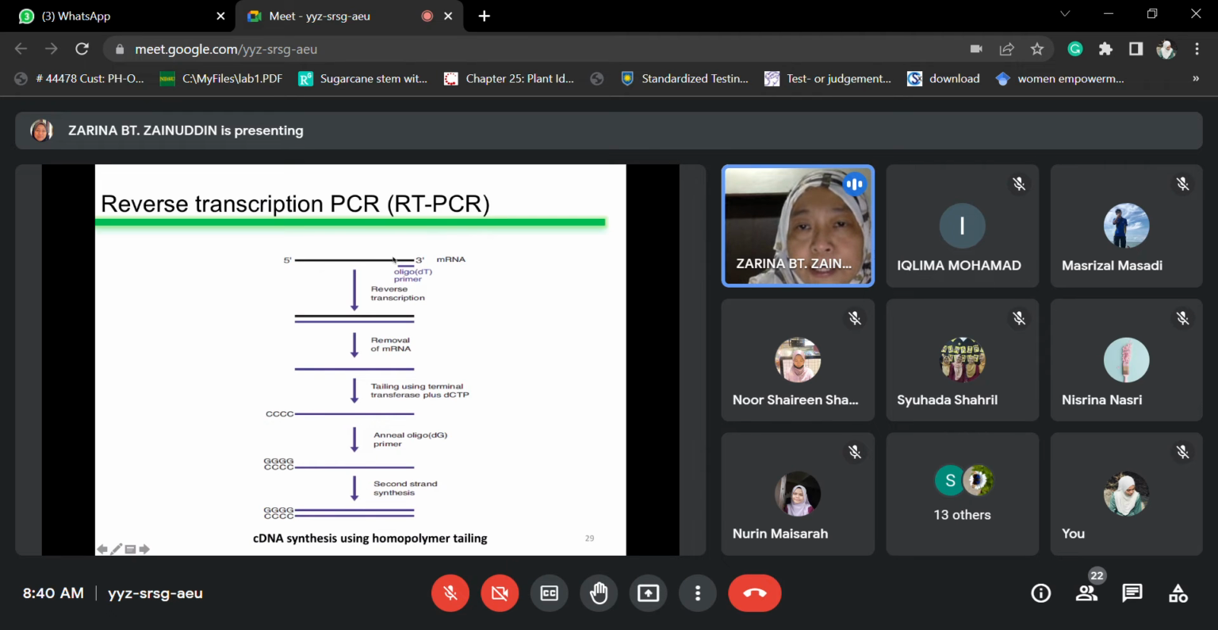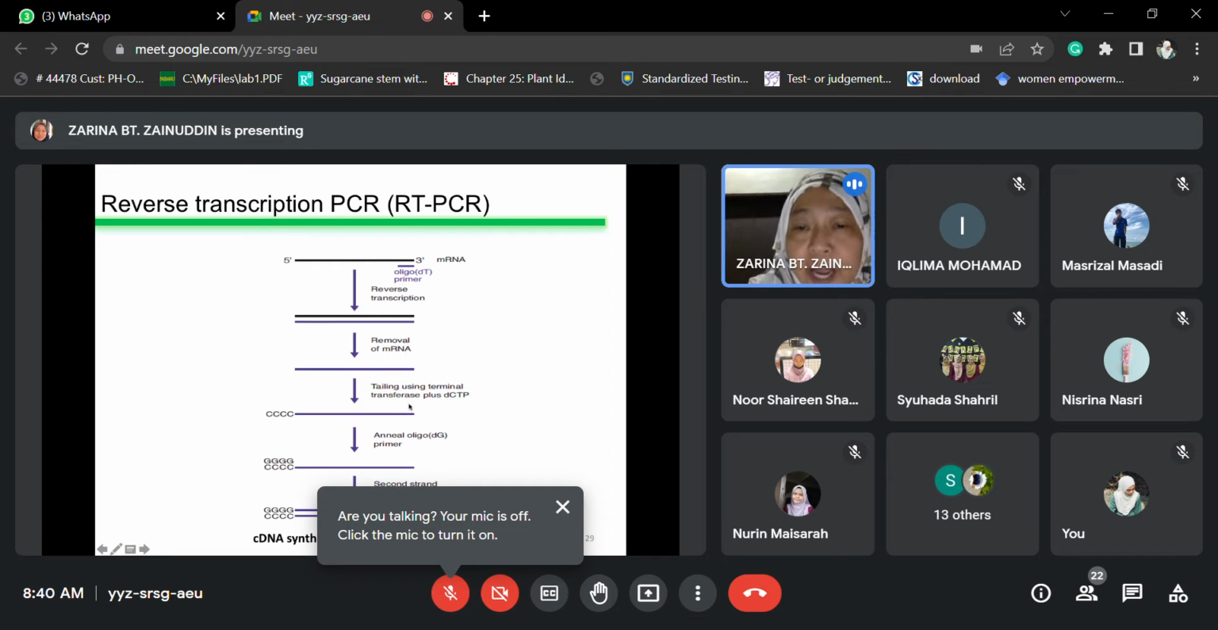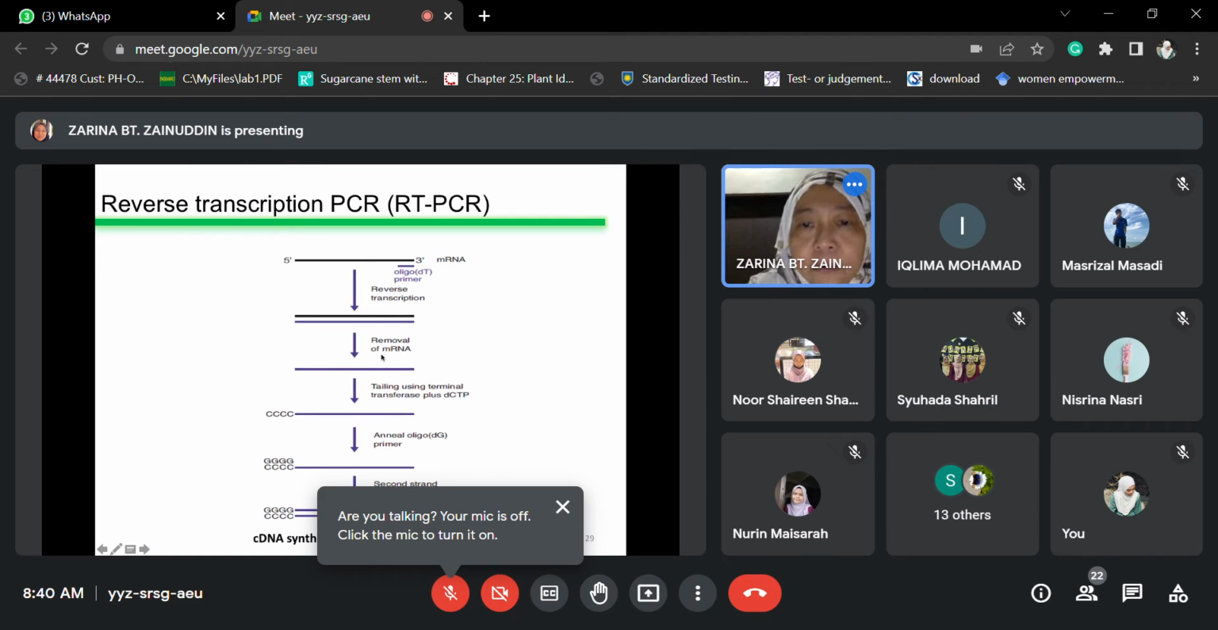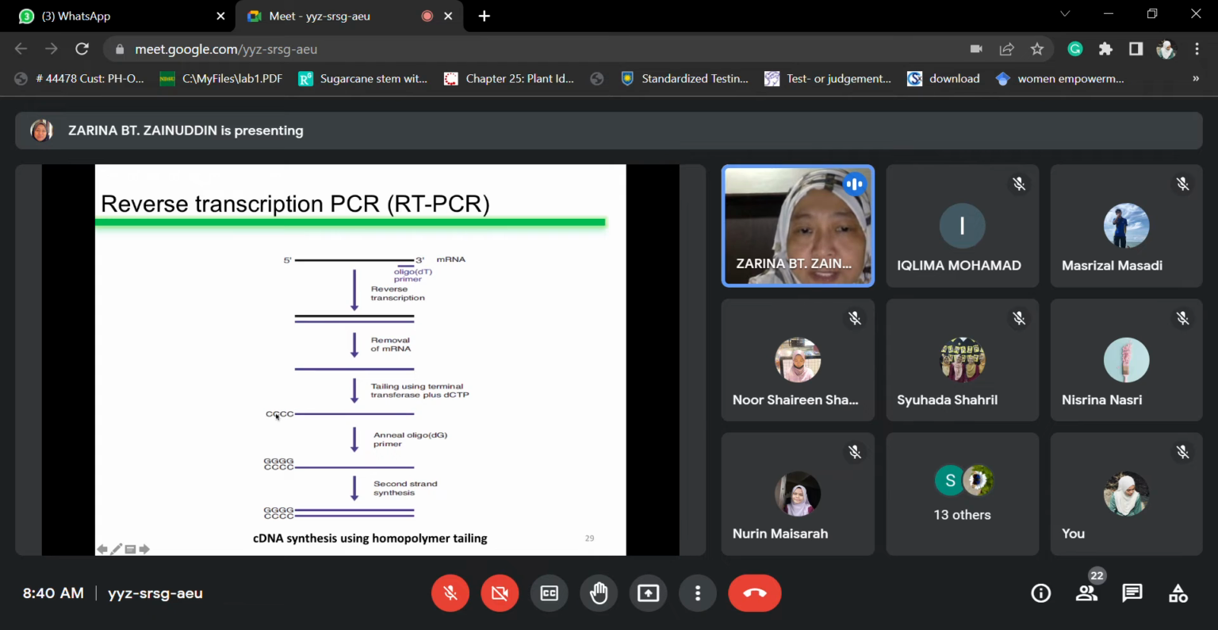Okay, so you have the same step, you have an oligo-dT primer to produce reverse transcription. Okay, removal of mRNA. Okay, here we remove the mRNA, so you add homopolymer tailing. Okay, so what you add to the 3' end is C, dCTP. Then using an oligo-dG primer, which is G that will base pair with C, it will be able to synthesize another strand of DNA. So this is cDNA synthesis using homopolymer tailing.